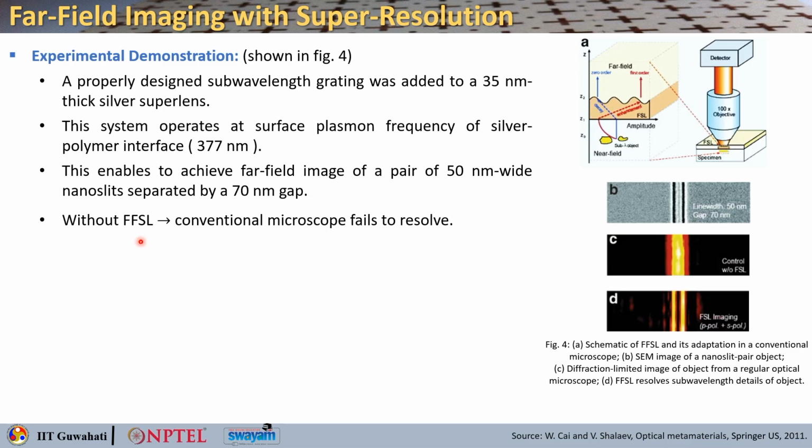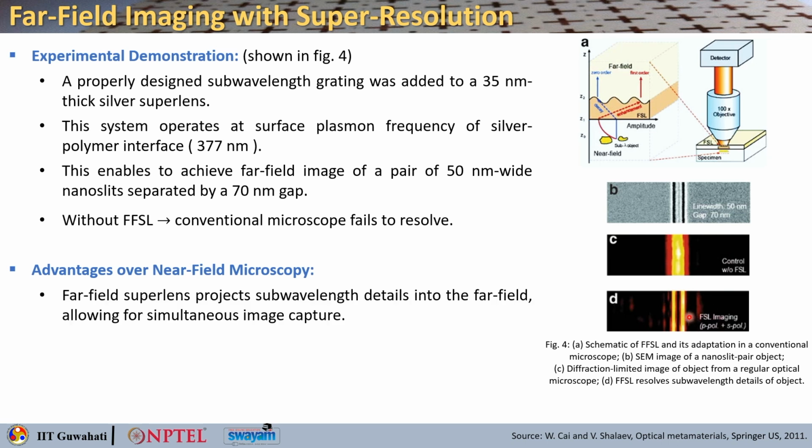Without this far field super lens, the conventional microscope fails to resolve. However, with the far field super lens, you can resolve. So, what is the advantage over near field microscopy? The far field super lens projects the sub-wavelength details into the far field.